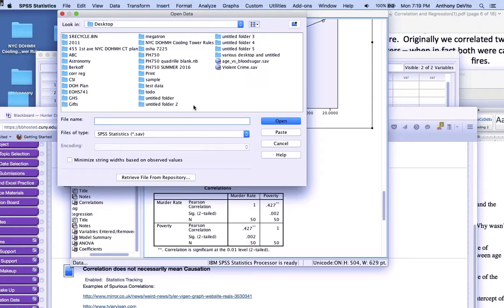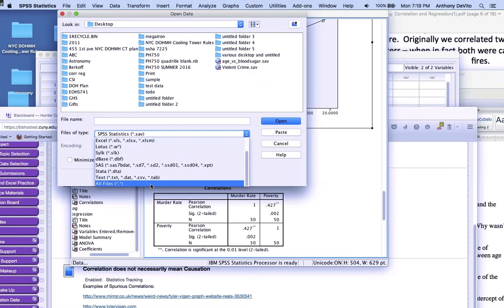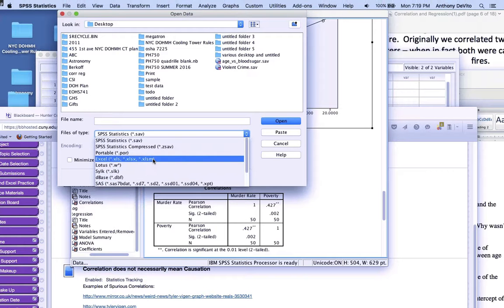The reason why I don't see that Excel file is because right now SPSS is only looking for the .sav files, SPSS files. So I can tell it to either look for Excel files also, since I know that's what I'm looking for, or just simply all files. I'm not going to say all files because I have too much junk on my desktop. So I'm going to stick with Excel files.